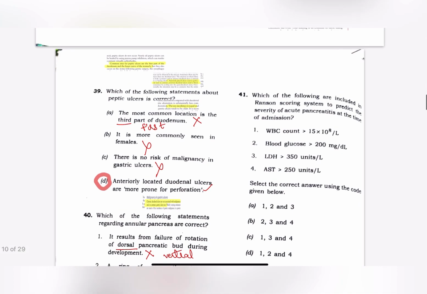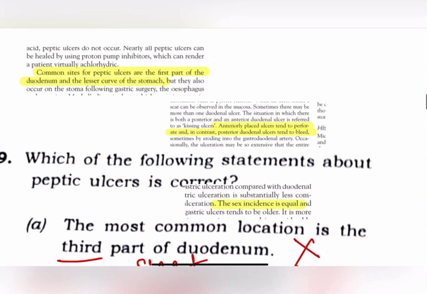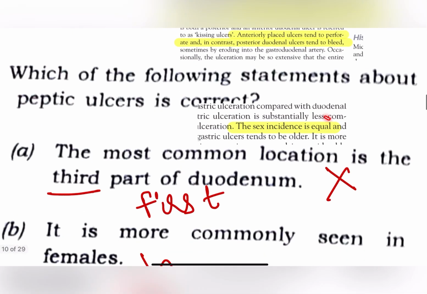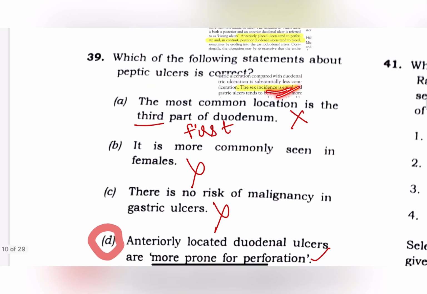In question 39, which of the following statements about peptic ulcer are correct? The common sites for peptic ulcers are the first part of the duodenum and the lesser curvature of stomach. Anterior duodenal ulcers tend to perforate while the posterior duodenal ulcers tend to bleed, and the sex incidence is equal. So the most common location is the third part. No, it is actually the first part. Most commonly seen in females. No, it is actually equal in both male and female.